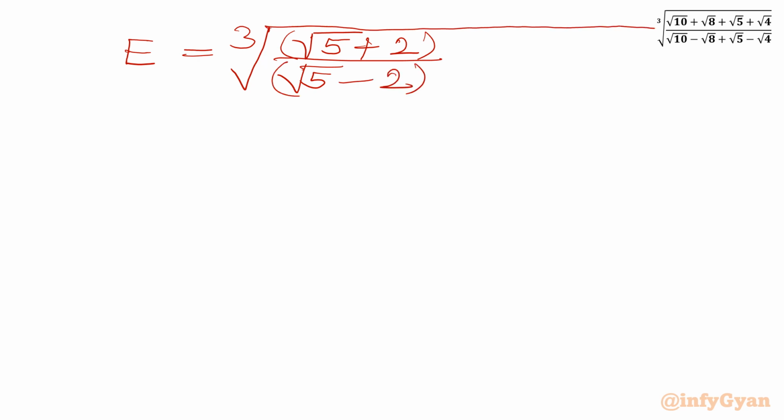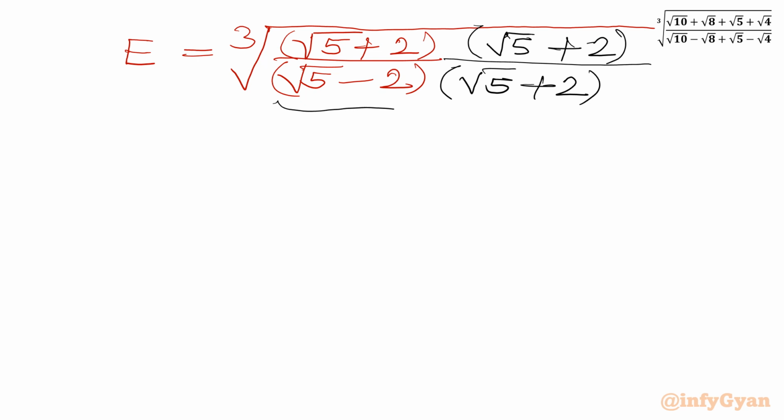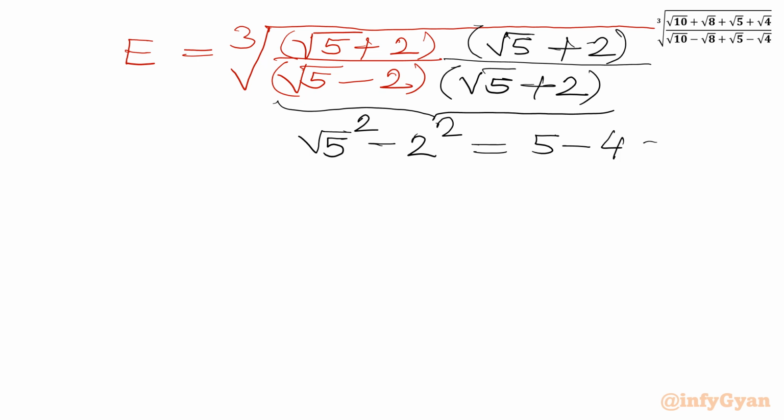Now we will consider rationalization of the denominator. So we will multiply here with root 5 plus 2, here also root 5 plus 2. So the denominator we can write using the difference of two squares identity, root 5 squared minus 2 squared, which will be equal to 5 minus 4. So the denominator will be 1.